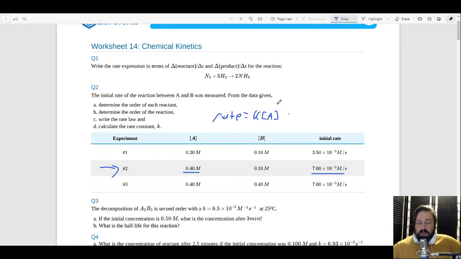Now, to actually do the algebra here, we know that k equals the rate over the concentration of A.